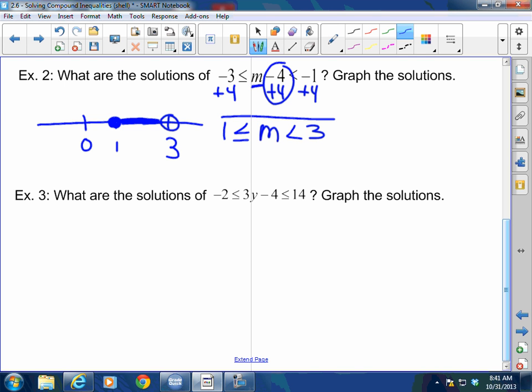Very good. How do you get rid of subtraction? That's add by addition. Very good. So you're going to add 4 to all sides. So from left to right, -2 plus 4 is 2, less than or equal to 3y, because the 4's cancel, which is less than or equal to 18.